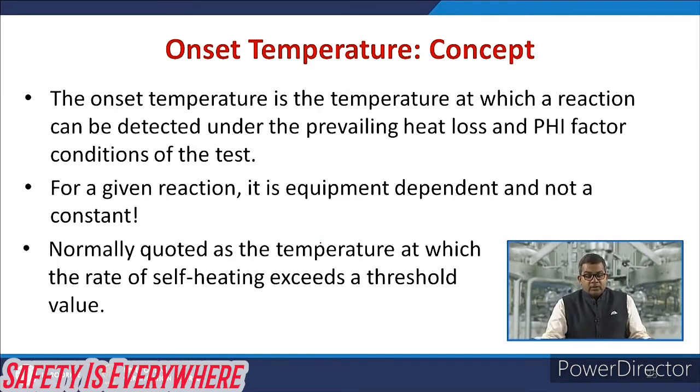Now let us have a look at the onset temperature. That is the basic concept. The onset temperature is the temperature at which a reaction can be detected under the prevailing heat loss and the phi-factor condition of the test. So for a given reaction, it is equipment dependent and not a constant, and normally quoted as a temperature at which the rate of self-heating exceeds a threshold value. So sometimes the knowledge about this particular aspect is essential while designing the safety aspect.